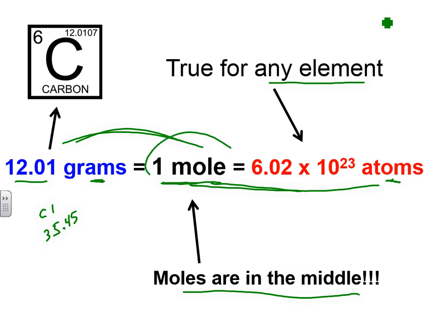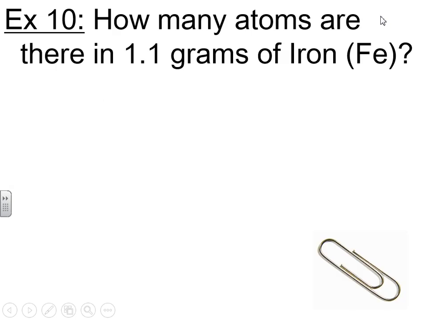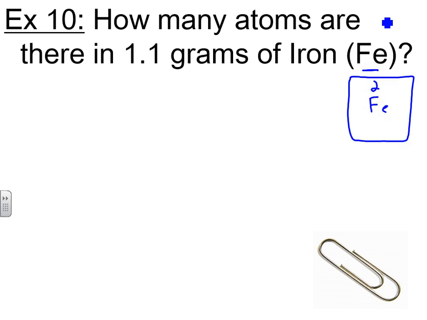In fact, we're going to try just that. Here's the example that asks how many atoms are there in 1.5 or 1.1 grams of iron. Now let's go ahead and find iron on the periodic table. We'll need its atomic mass. Iron is element number 26, and its atomic mass should be somewhere in the 50s. 55.85. I'll consult your periodic table for this. 55.85. This will be its atomic mass.